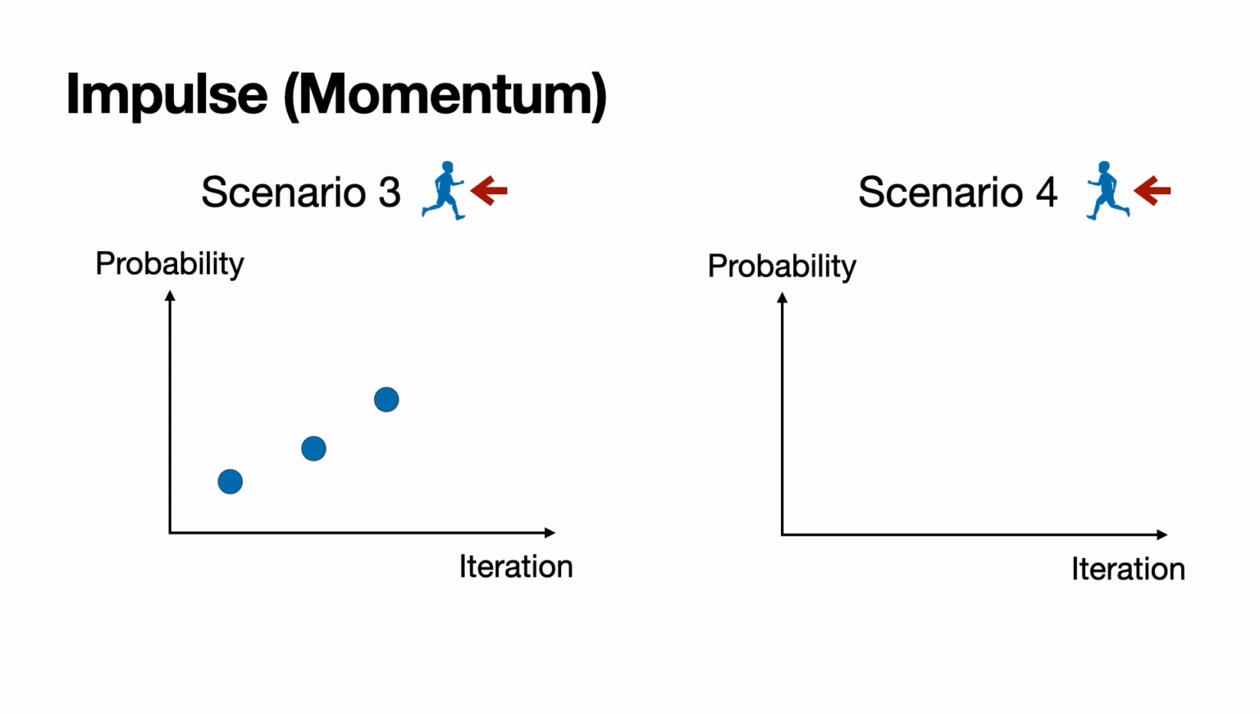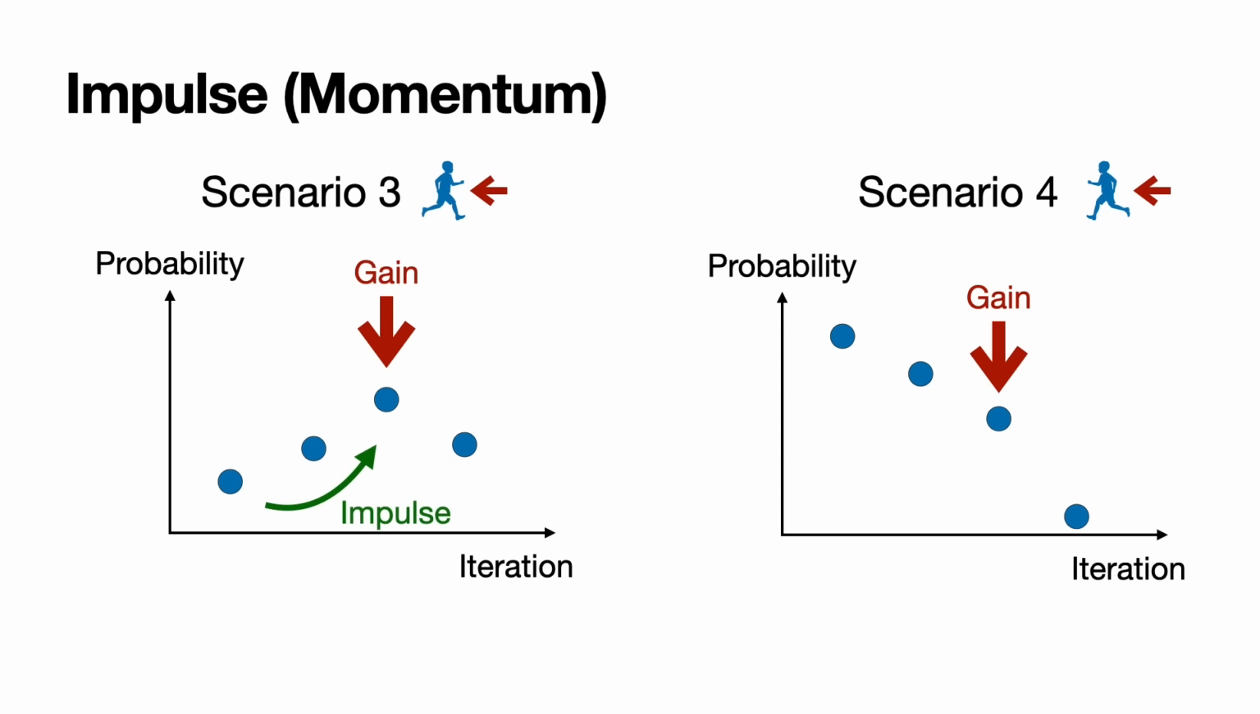If the probability is increasing and the gain is negative, then the probability now decreases. On the other hand, if the probability is decreasing and the gain is negative, then the probability will decrease much faster. This is because in the case on the left, the impulse goes up and the gain goes down, so it doesn't decrease that much. Whereas in scenario 4, the impulse goes down and the gain goes in the same direction, so it decreases a lot more.